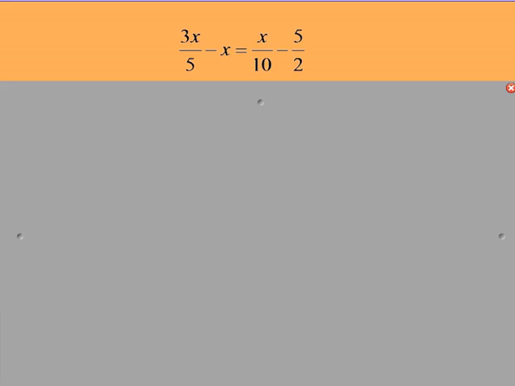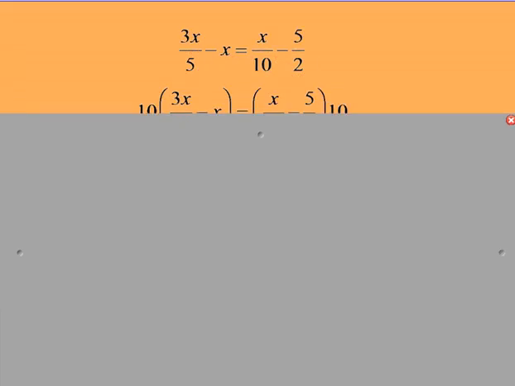Here's our second example. Again, our denominators are 5, 1, 10, and 2. So what is the least common multiple of these numbers? Hopefully you're thinking, all these numbers go into 10. All right, so what are we going to do? We're going to multiply both sides of the equation by 10.